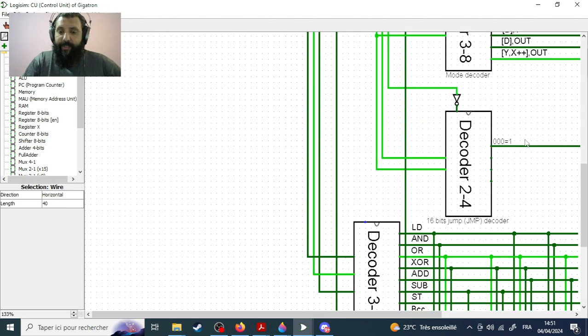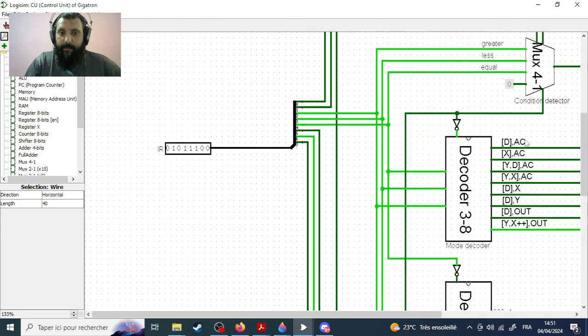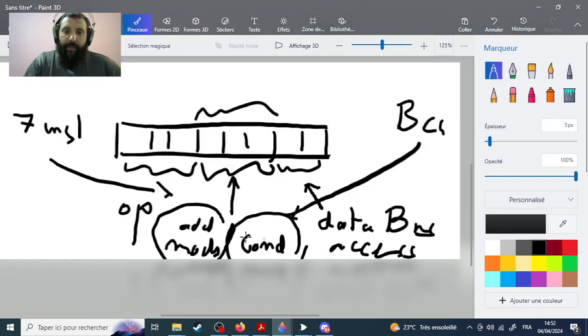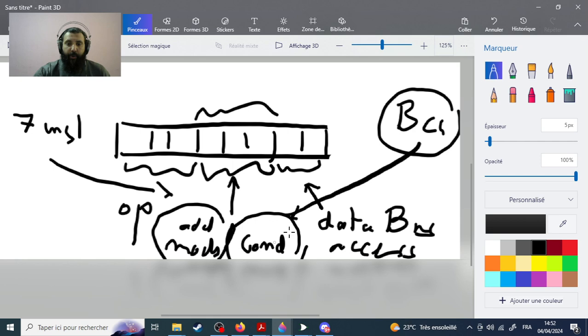Did you get it, or should I explain more? It's okay, this is very simple. Those two modes are chosen automatically by the instruction. The code of the instruction chooses which mode is activated and which mode is deactivated. The BCC will activate the condition, and the other signals will activate the addressing mode.